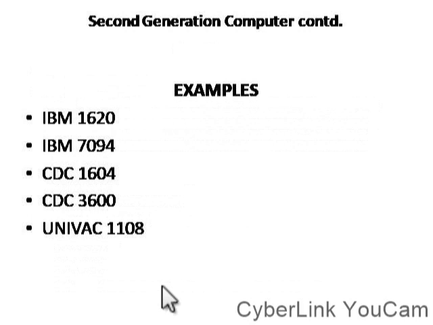Now there are some examples: IBM 1620, IBM 7094, CDC 1904, CDC 3600, UNIVAC 1108. Later we will see about IBM PCs.